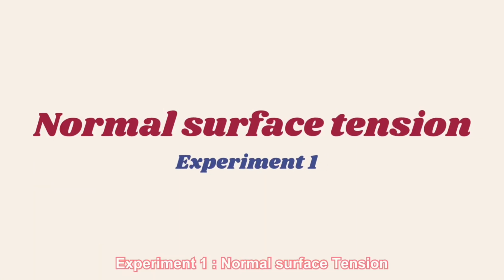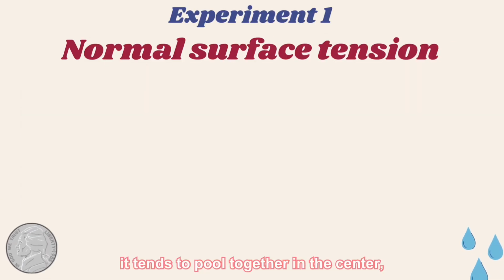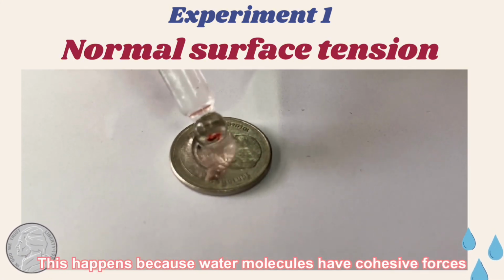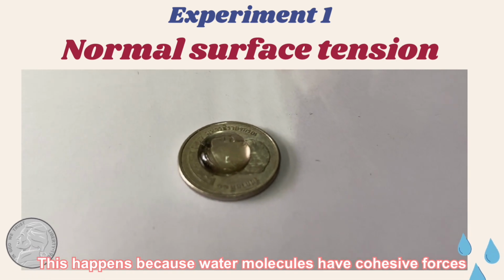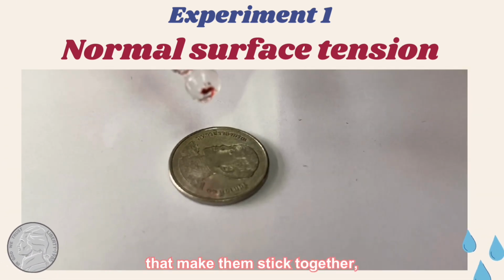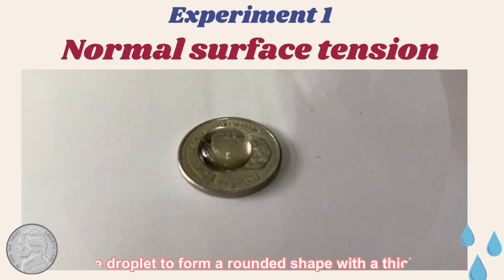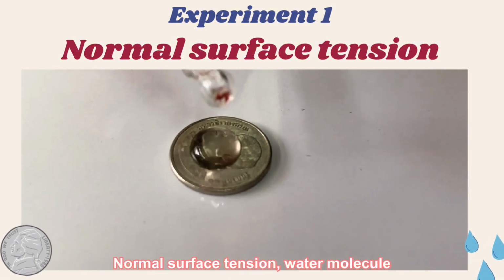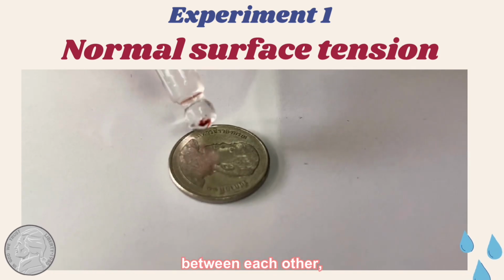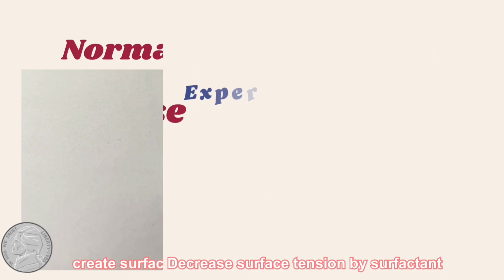Experiment 1. Normal surface tension. When a water droplet lands on a coin, it tends to pull together in the center, creating a thicker layer of water. This happens because water molecules have cohesive forces that make them stick together, causing the droplet to form a rounded shape with a thicker center. With normal surface tension, water molecules tend to form the intermolecular force between each other. This creates surface tension that causes the alveoli to collapse.